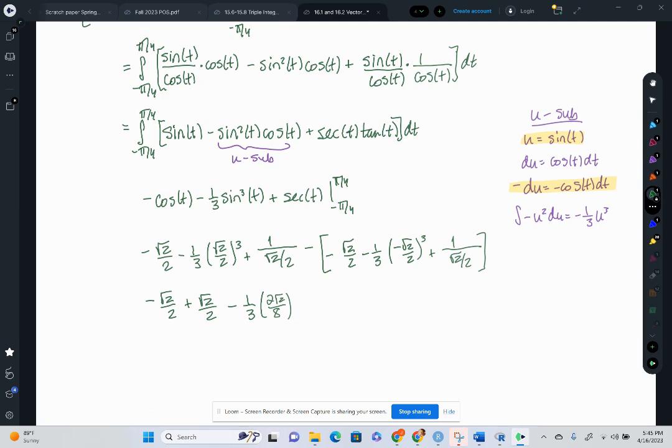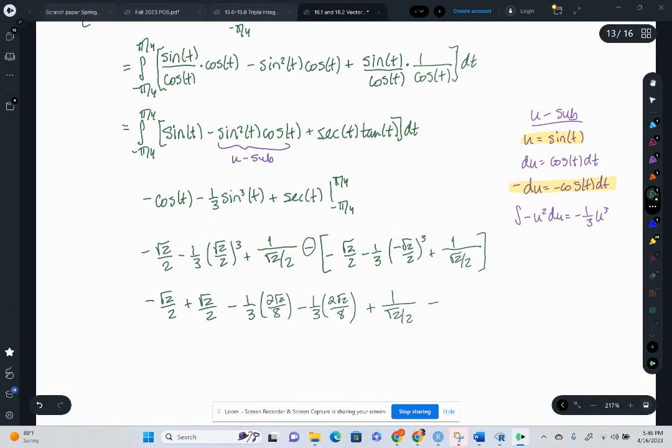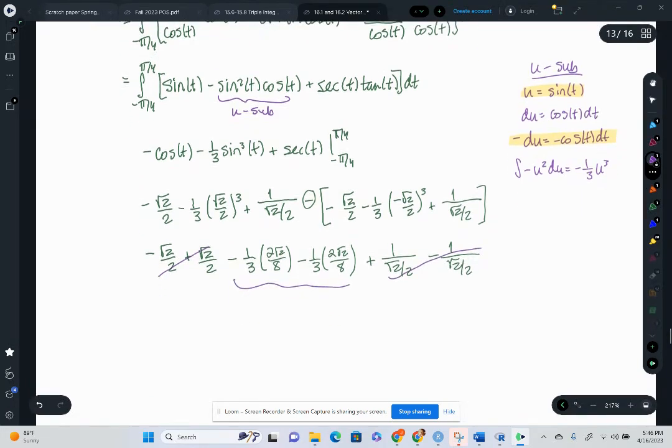And then for the one that's inside, when I cube a negative root 2 over 2, I'm going to get a negative, times the negative that's on the outside right here, that'll become positive, so negative 1/3 times 2 root 2 over 8. Plus the 1 over root 2 over 2 and minus 1 over root 2 over 2. So I wrote it this way so we could see what just goes away, right? These go away to 0. These go away to 0. I'm left with what's right here.